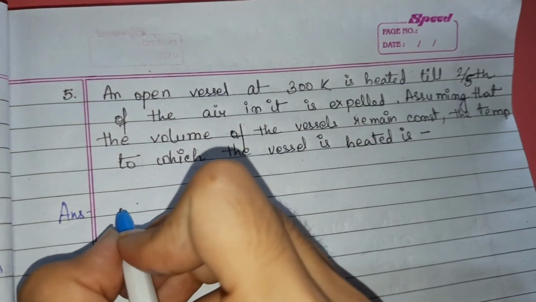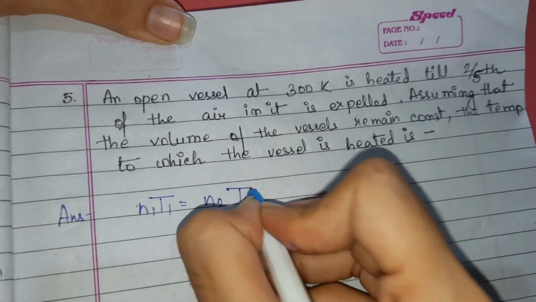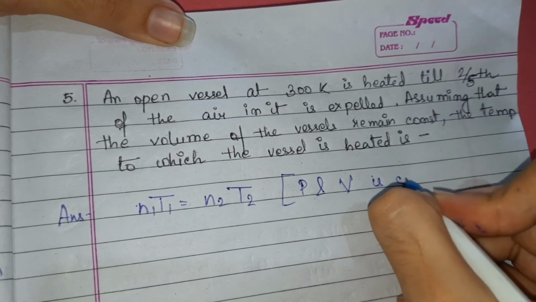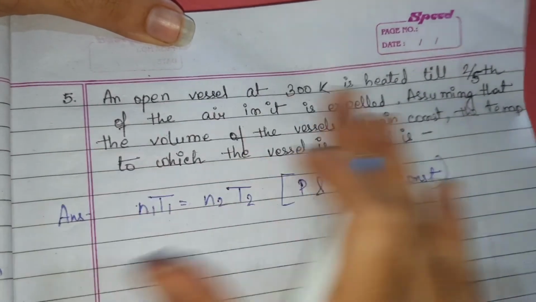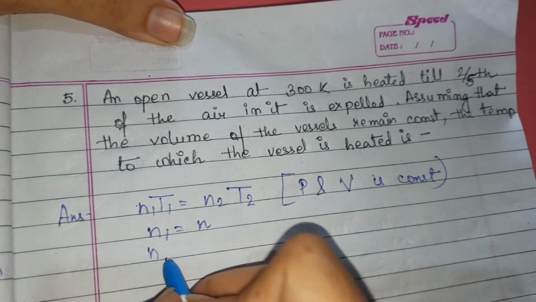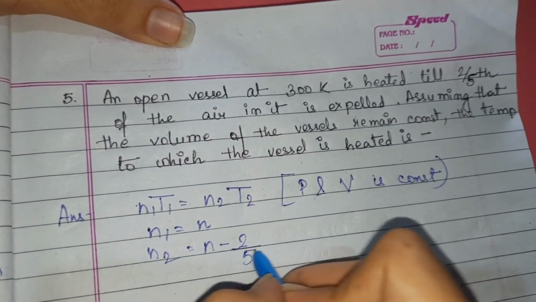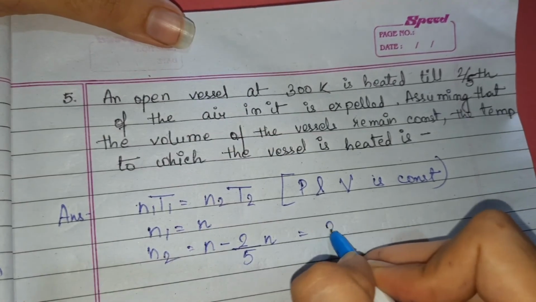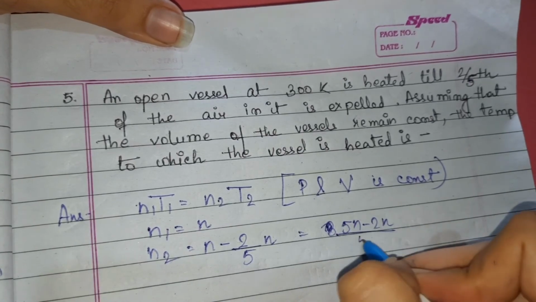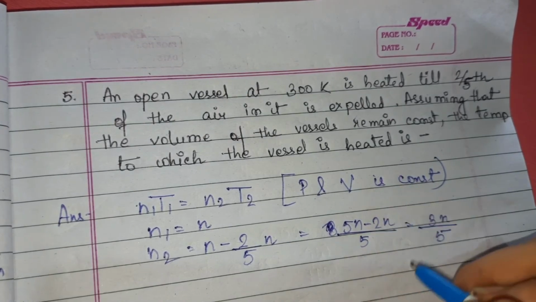So we know that when pressure and volume are constant, N1 T1 is equal to N2 T2. Only when pressure and volume are constant. Now here we can see N1 does not change, it is N, but N2 has changed. How much? 2/5 of the air, means N minus 2 by 5 N. So it will give you 3N by 5, that is 5N minus 2N by 5. So we got N1 and N2.